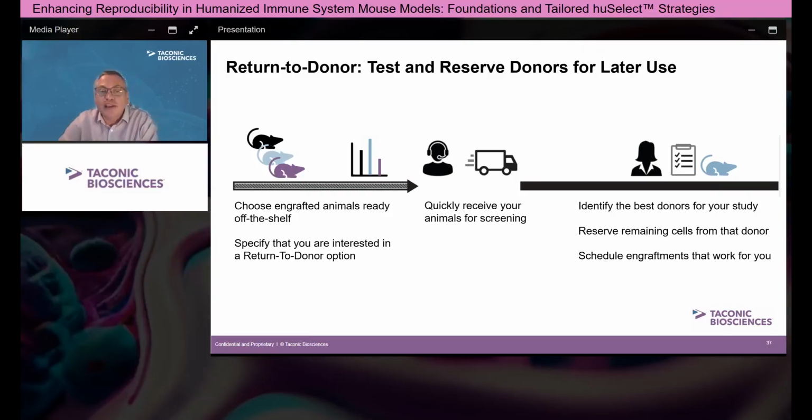With our return to donor capability, as I mentioned very briefly, you can call us up and order humanized mice to be shipped tomorrow. But if you're interested in screening them for the presence of cells or a specific function, you can have us reserve additional animals from that donor, or if we have any cryopreserved inventory from that HSC donor, to enable you to go back to those animals and have better confidence that what you're seeing is going to be suitable for your studies.